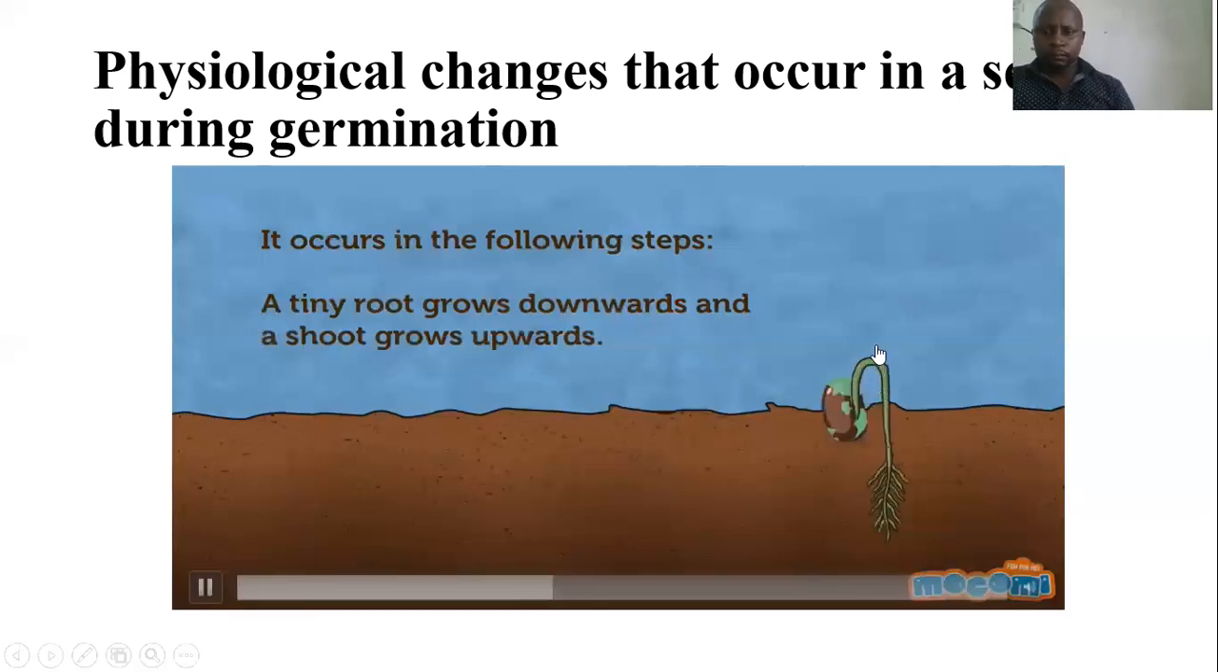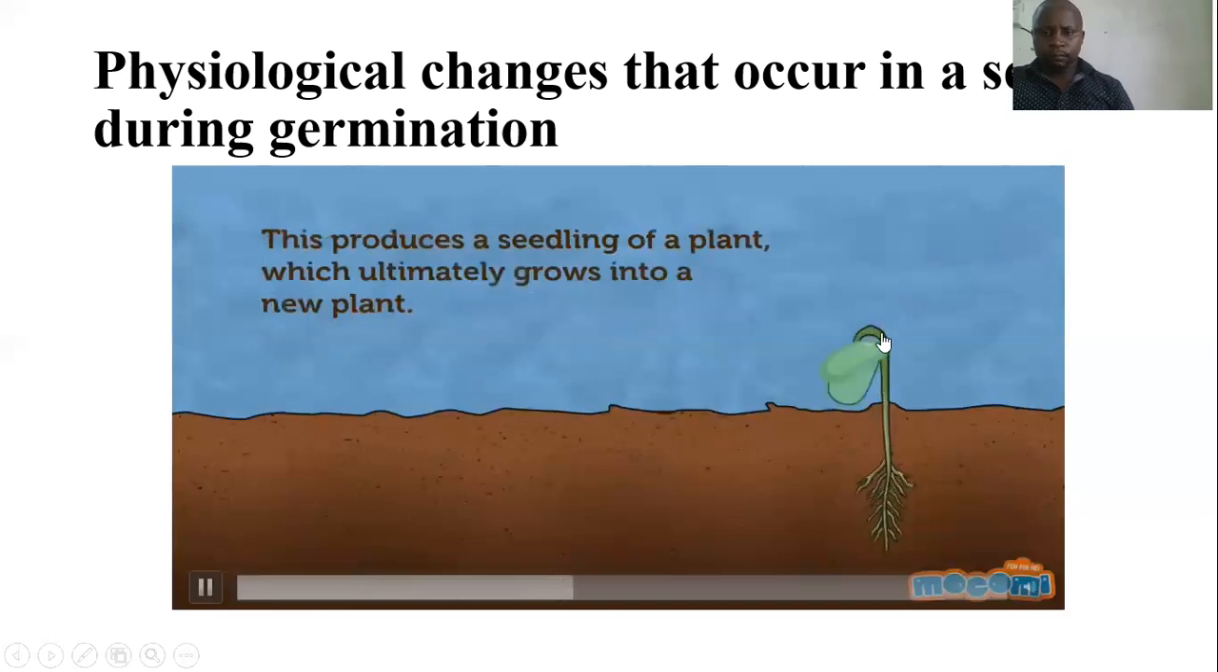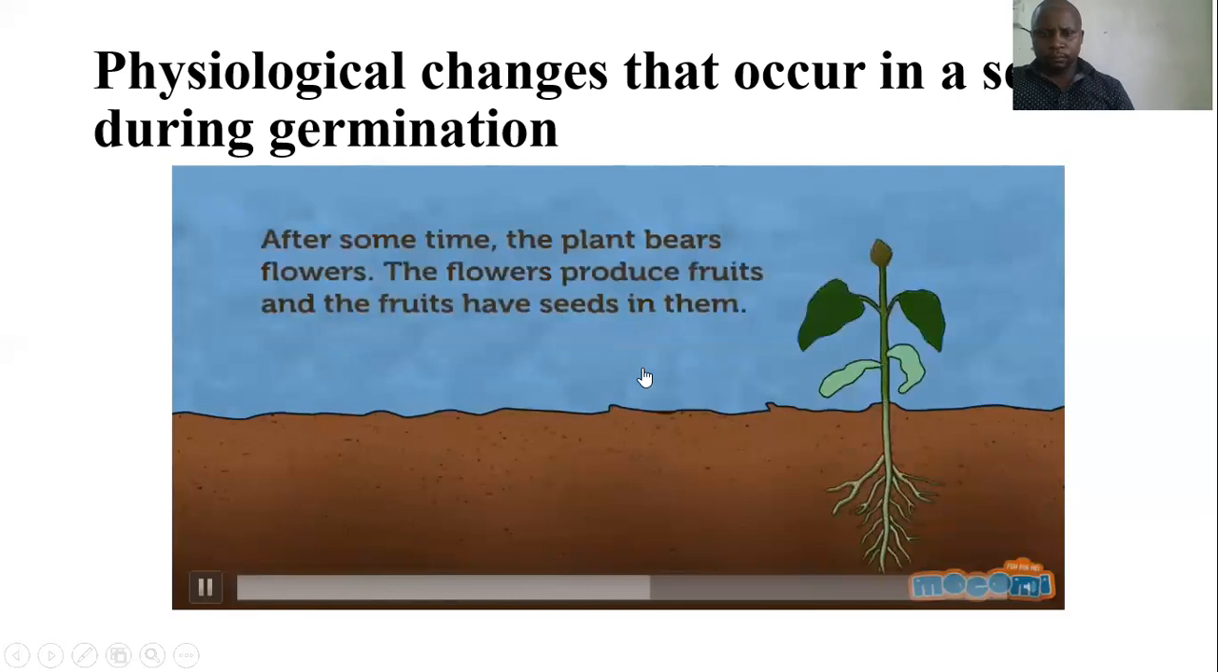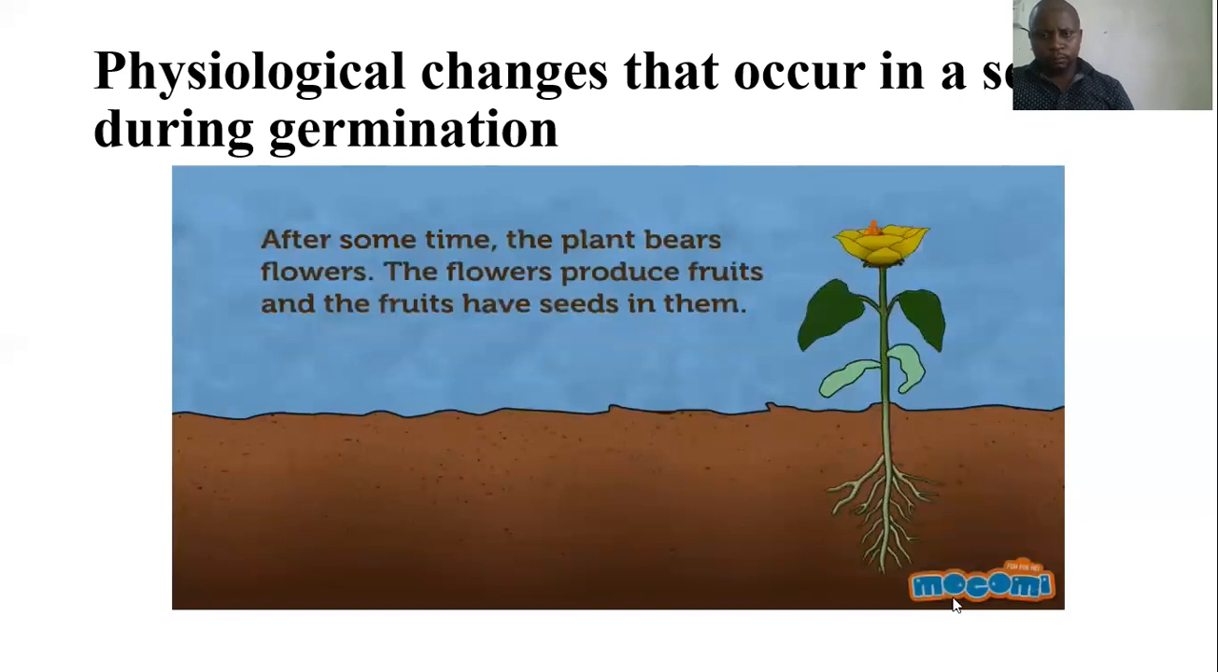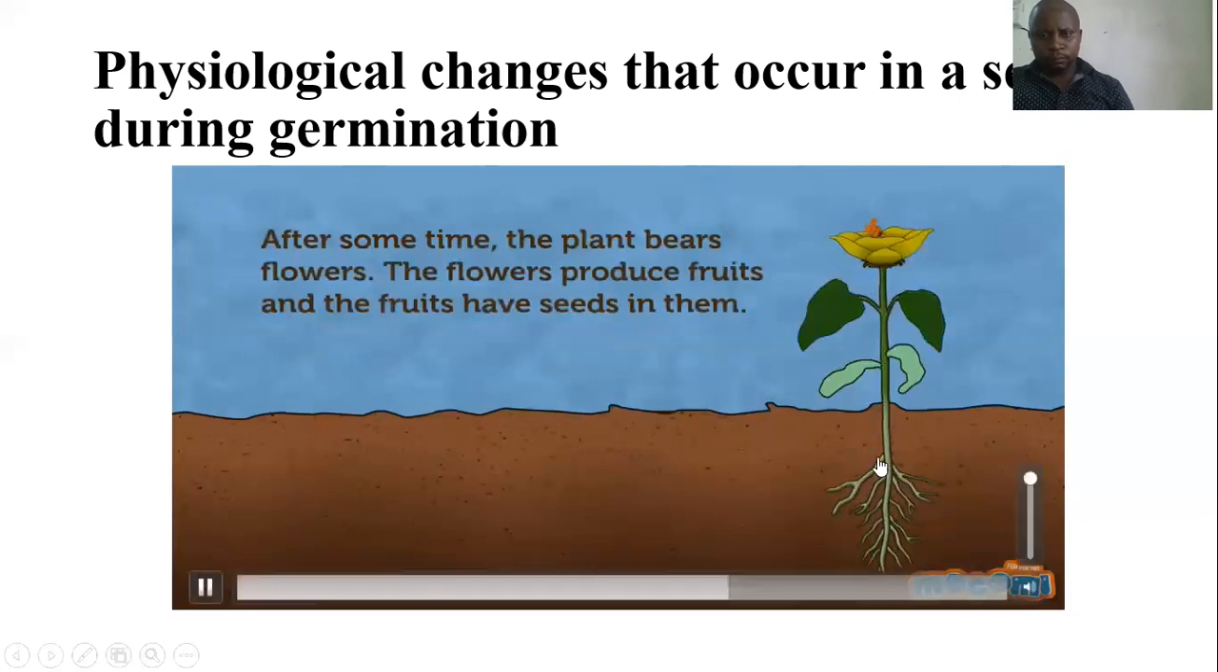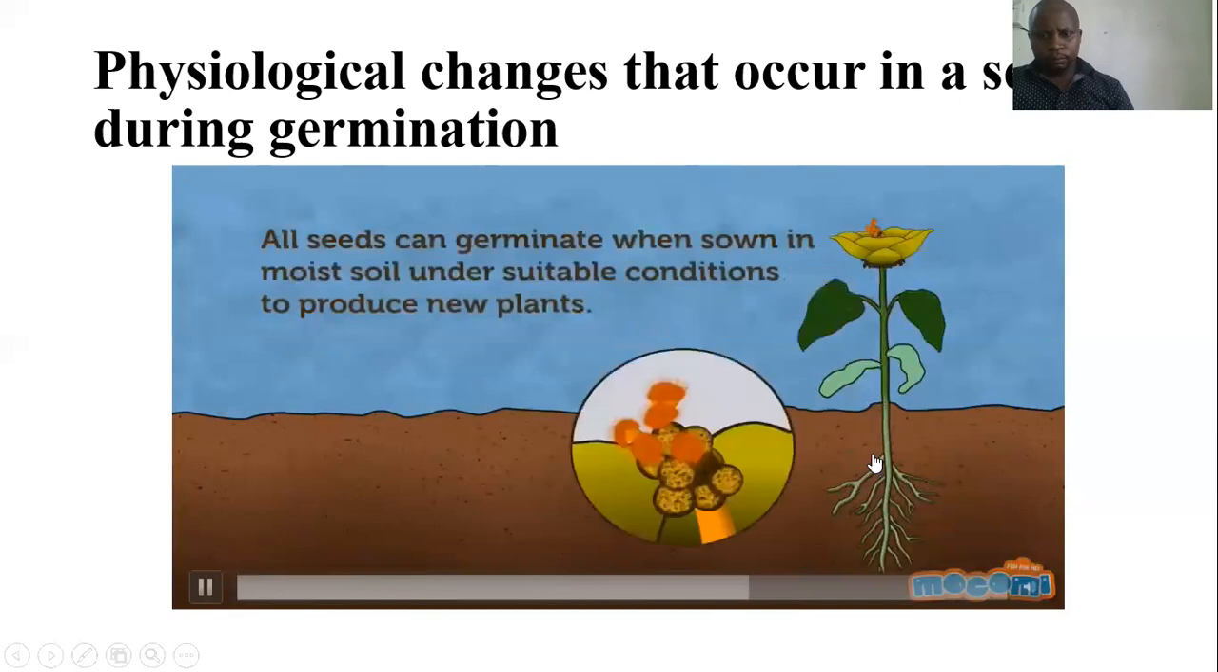This produces a seedling of a plant, which ultimately grows into a new plant. After some time, the plant bears flowers. The flowers produce fruits, and the fruits have seeds in them. All seeds can germinate when sown in moist soil under suitable conditions to produce new plants.